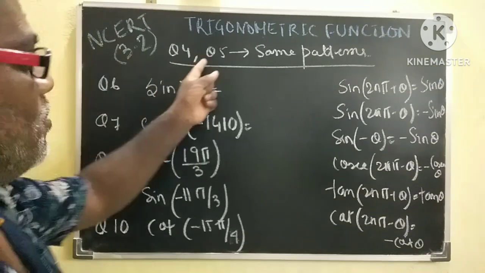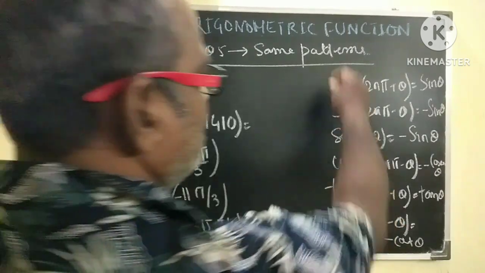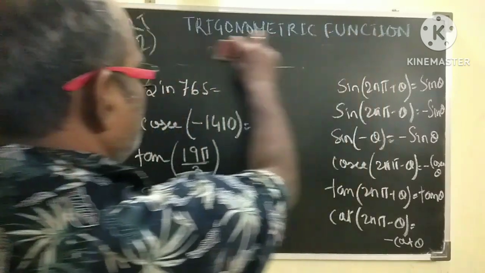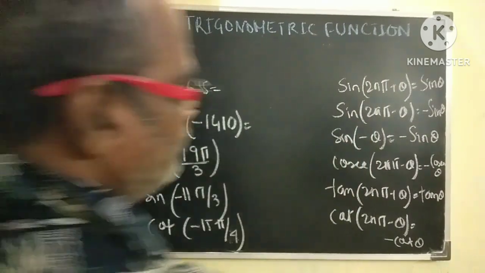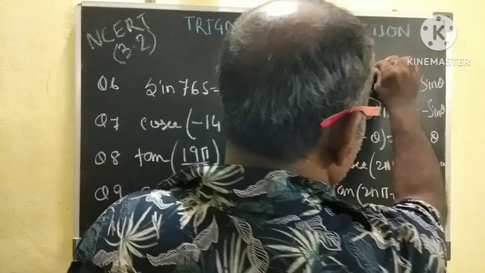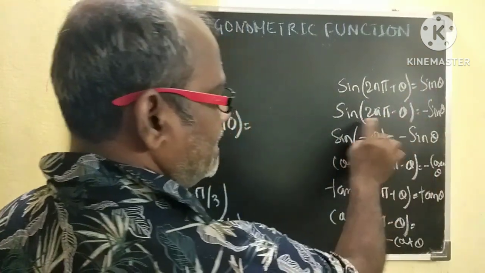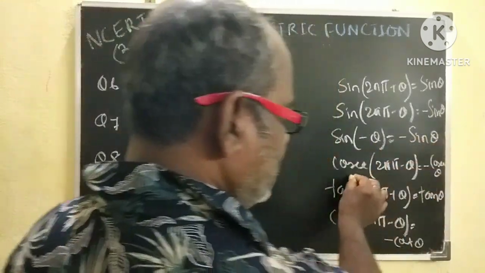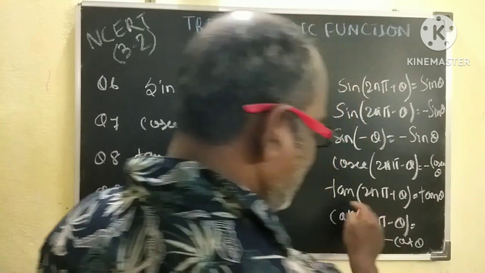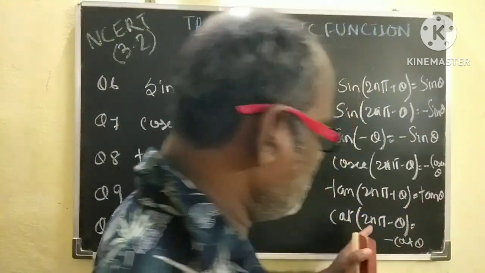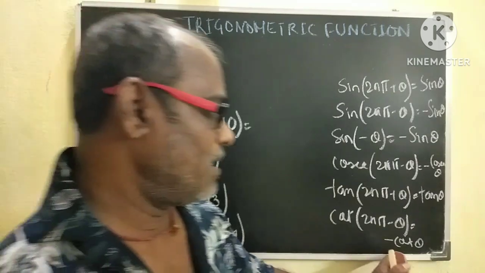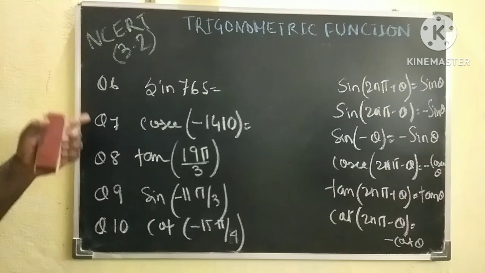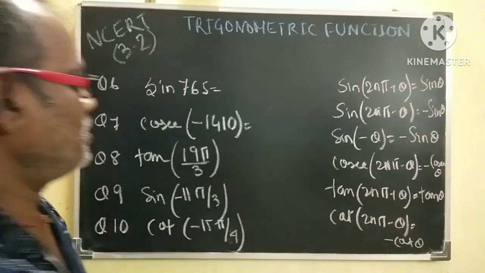Now question number 4 and question number 5 of exercise 3.2 are of the same pattern. So let us go with question number 6. Before going to question number 6, we should know in which quadrant it falls. We know the general formulas: sin 2n pi plus theta is sin theta, sin 2n pi minus theta is minus sin theta, sin of minus theta equals minus sin theta, cosecant same as sin, you will get the same answers, and tan 2n pi plus theta equals tan theta, and cot 2n pi minus theta equals minus cot theta. So these are the things you must know before you solve questions 6, 7, 8, 9, 10 of exercise 3.2.